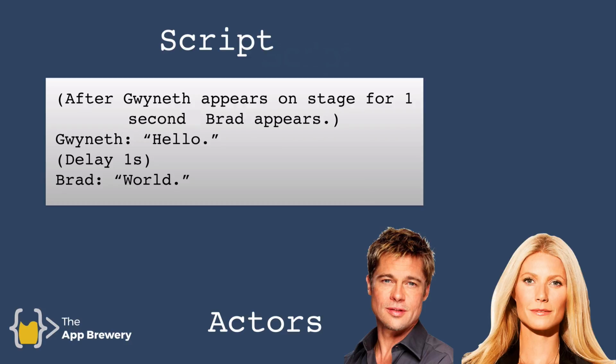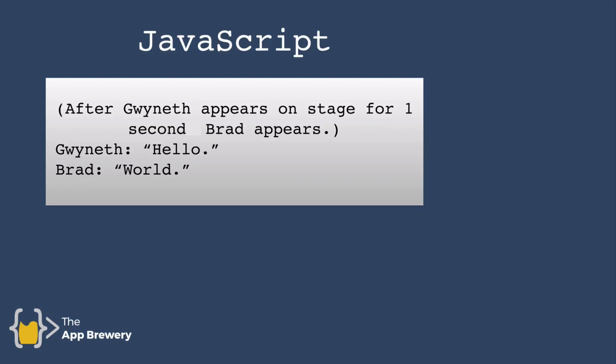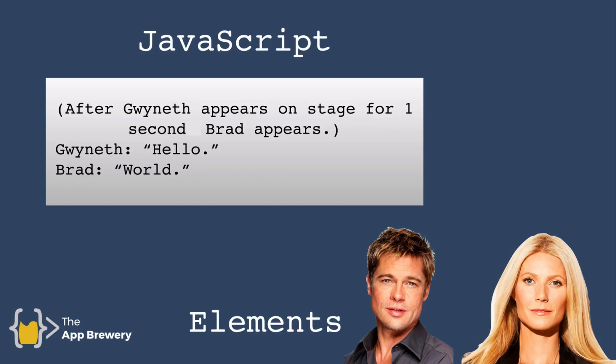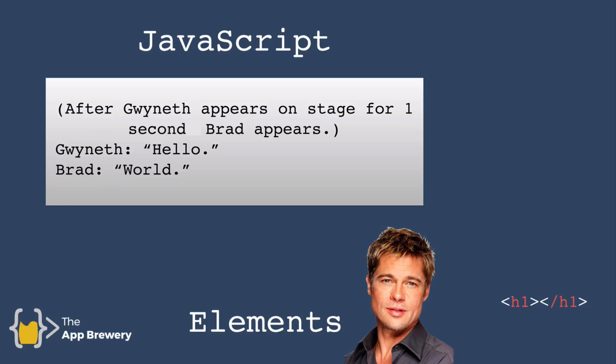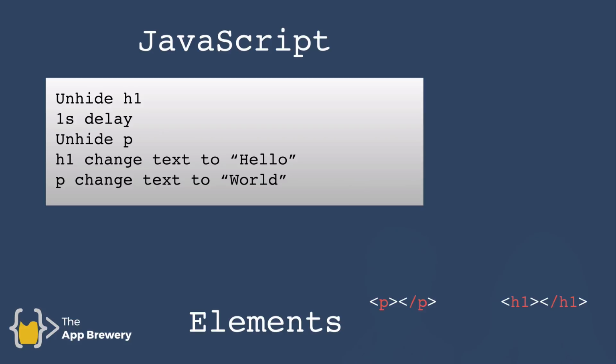So this is the script, and this is how it would play out. By writing these instructions and telling the actors what they should say, we're able to determine how our play should work. Now, in our world of web development, the script is JavaScript, and the actors are, for example, the HTML elements. Gwyneth would be, say, an H1 element, and Brad could be a paragraph element. Clearly the web developer's version of a play is much less sexy, but nonetheless it can still do exactly the same things. In this case, our script looks more like this.